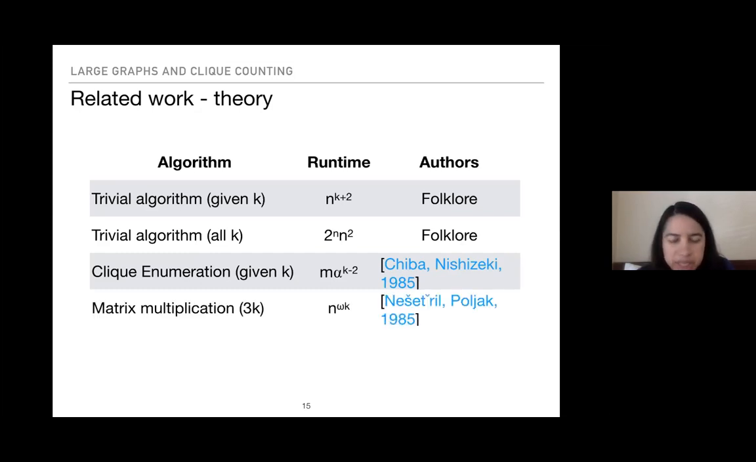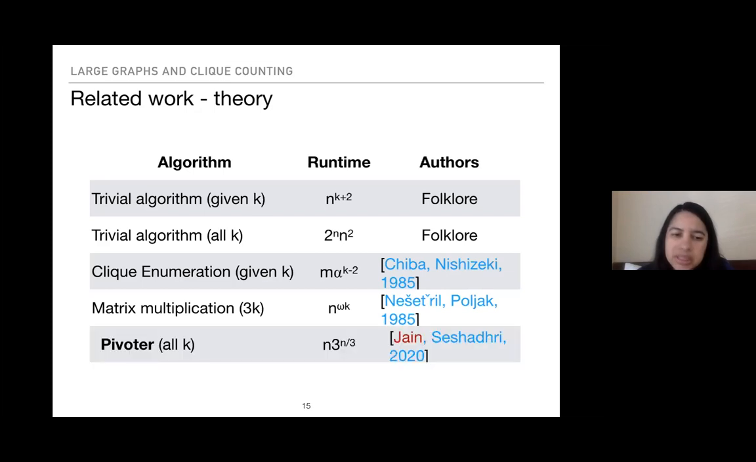There's a matrix multiplication algorithm that runs in time n to the omega k, which is able to estimate the count of 3k-cliques. Here, omega is the exponent for matrix multiplication. And our latest work, which I'm going to talk about in this talk, is Pivoter, which runs in time n to the n times 3 to the n over 3. And in this time, it is able to calculate the counts of all k-cliques. So it's the first improvement in almost 4 decades.